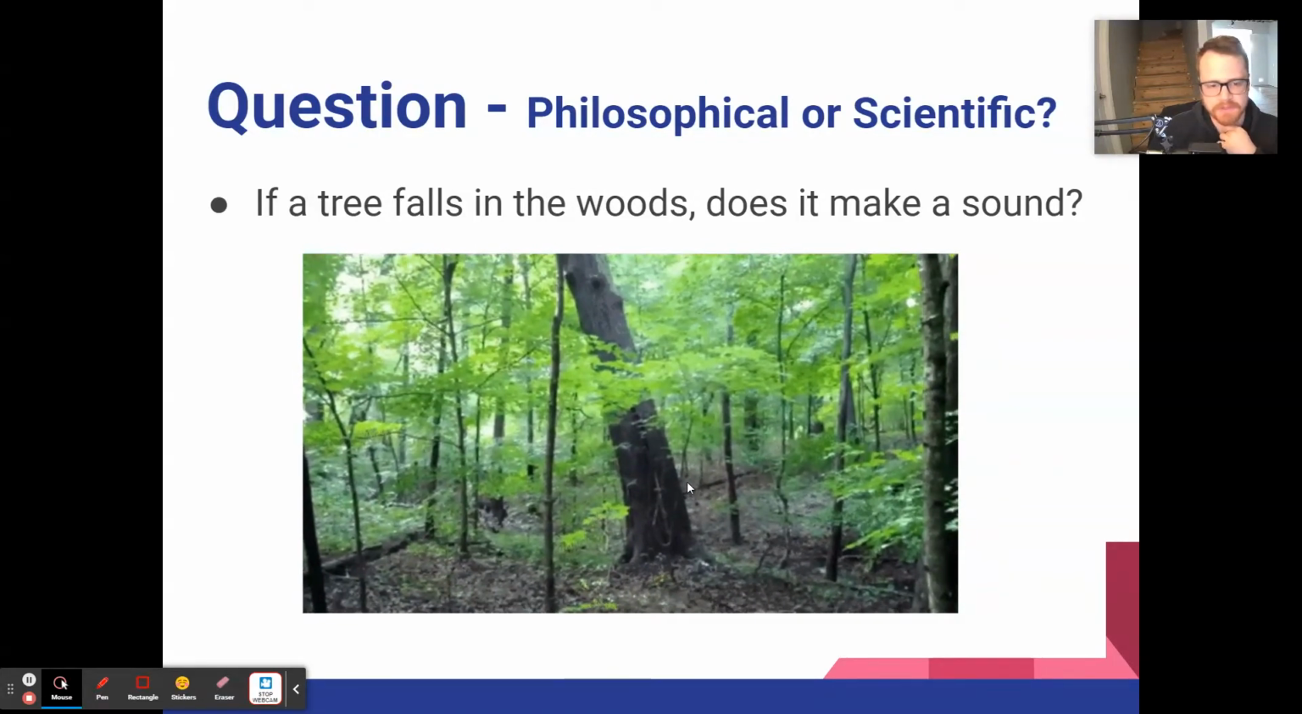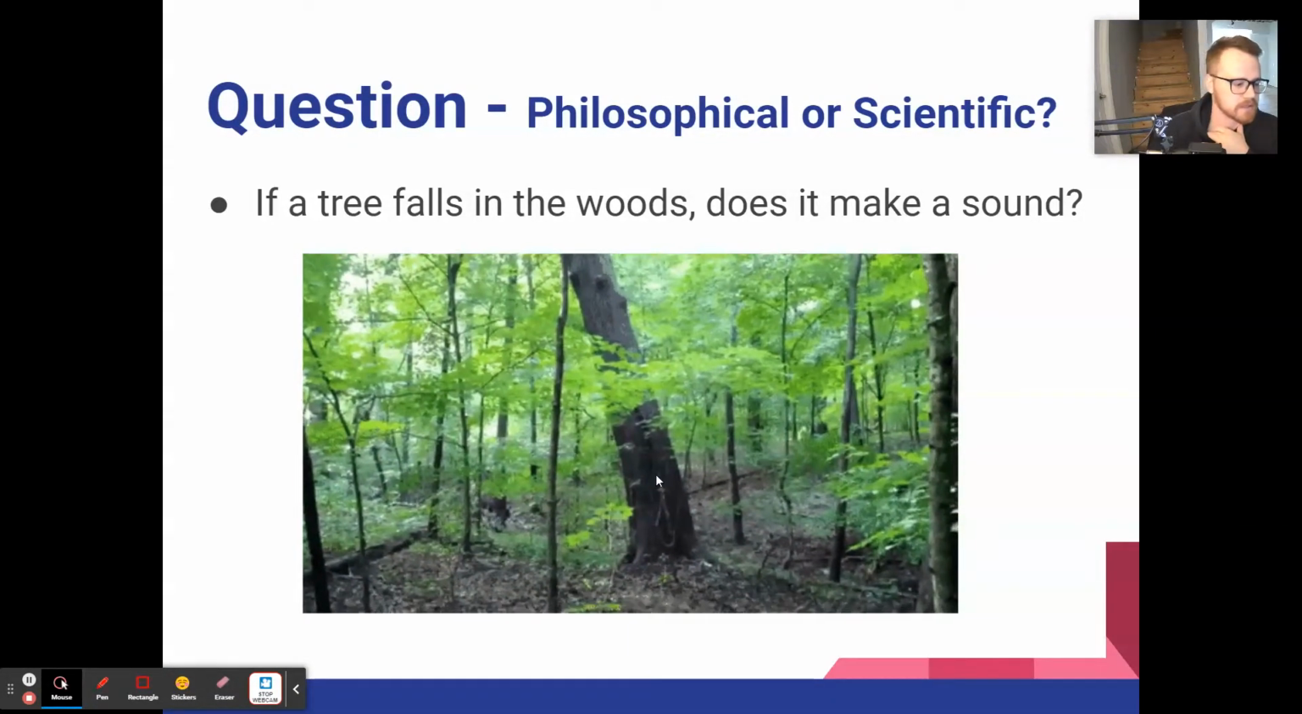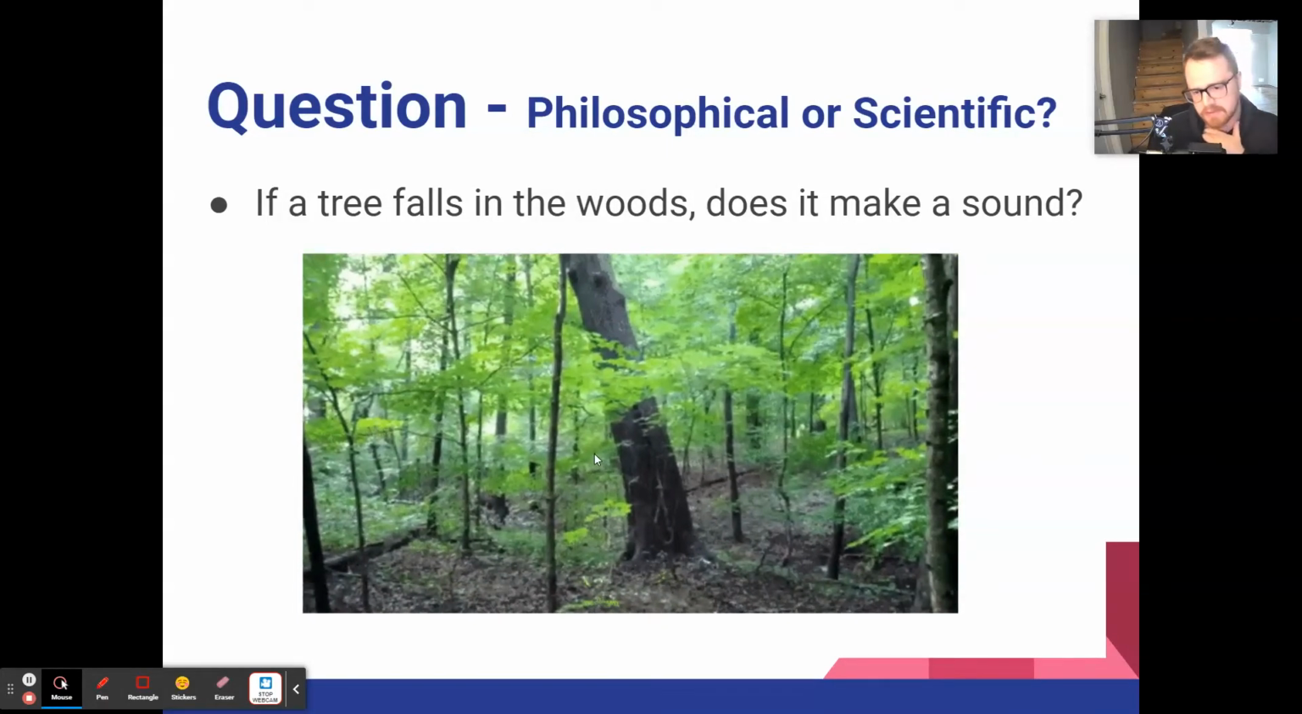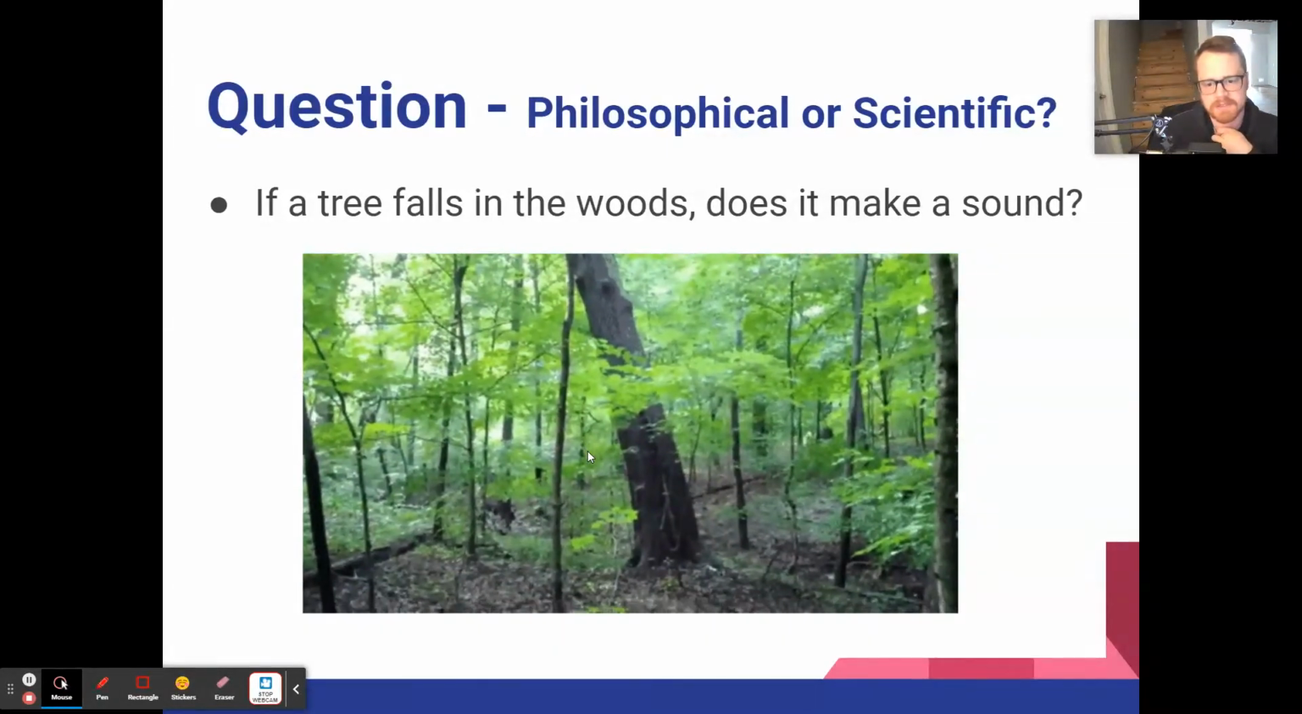So then, silly question. If a tree falls in the wood, does it make a sound? Of course it makes a sound. Just because you don't hear it doesn't mean that there isn't a sound that's being made.